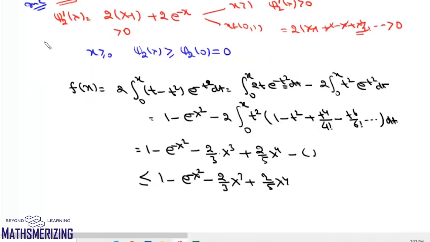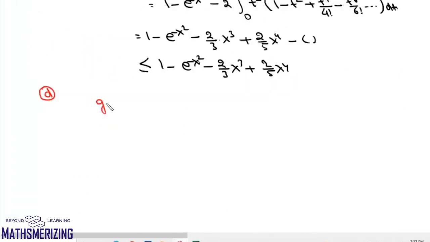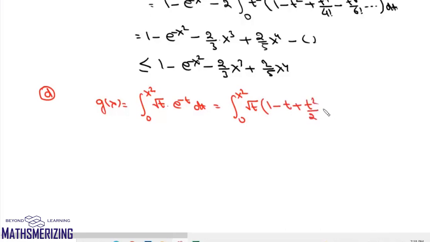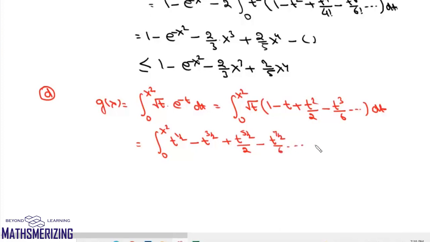Now if we look at this option D, this is the integral g(x), which is the integral from 0 to x square of square root t e to the power minus t dt. Now we can write this as the integral from 0 to x square of square root t times 1 minus t plus t square upon 2 minus t cube upon 6 and so on dt. So it will be the integral from 0 to x square of t to the power 1 by 2 minus t to the power 3 by 2 plus t to the power 5 by 2 upon 2, and then minus t to the power 7 by 2 upon 6, and so on, dt.